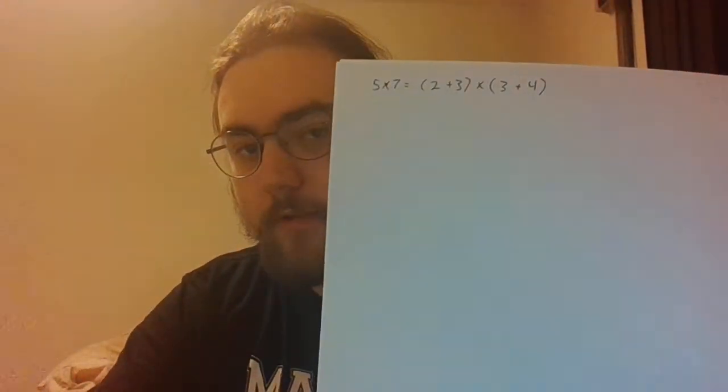We're going to forget what it is, and we're going to do this sort of step by step. See, 5 is equal to 2 plus 3, and 7 is equal to 3 plus 4. So now this is our problem. We're trying to figure out what 5 times 7 is.